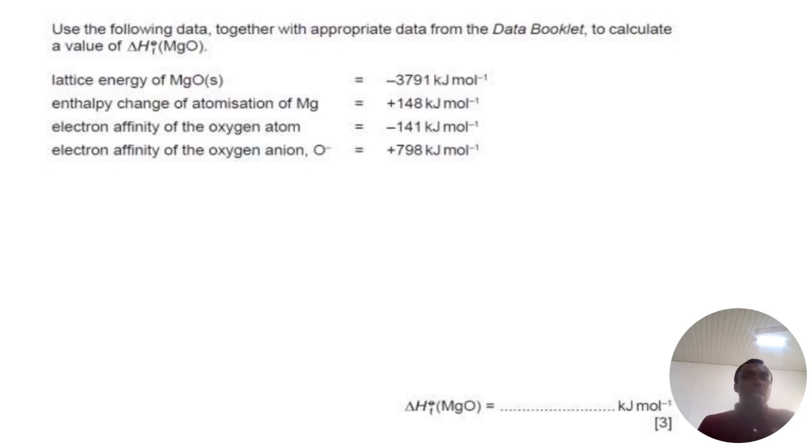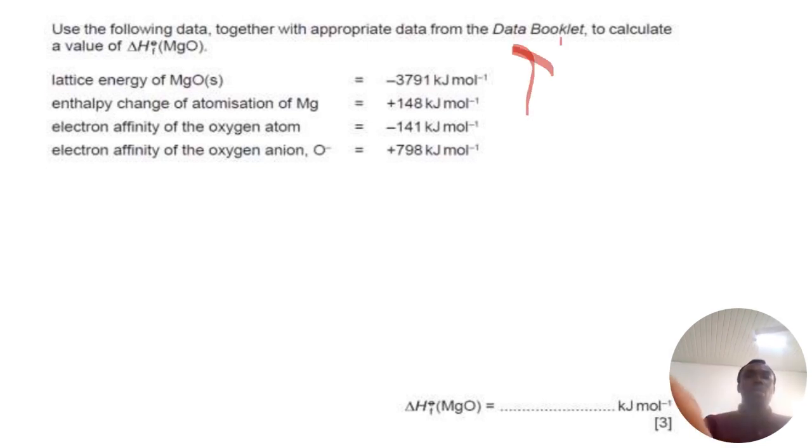You are given the lattice energy of magnesium oxide. You are given the enthalpy change of atomization of magnesium. You are given the electron affinity of oxygen atom. You are also given the second electron affinity of oxygen. So the values you are not given are the first and second ionization energy of magnesium, which we are going to check from our data booklet. Also, the enthalpy change of atomization of oxygen, we are not given. We are going to check it from the average bond energy value.